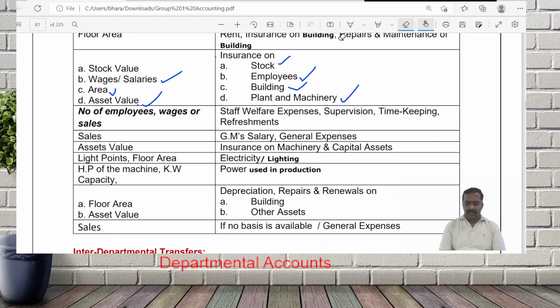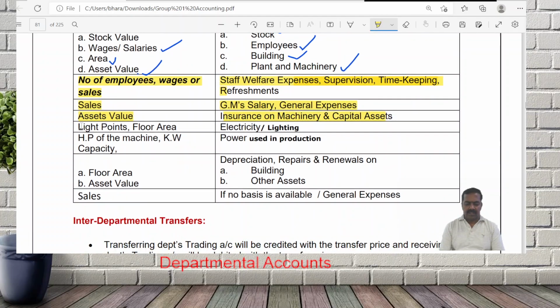Based on number of employees: staff welfare expenses, supervision expenses, timekeeping expenses, and refreshments. Based on sales, you can also allocate general manager salary and general expenses. Based on asset value, you can apportion insurance on machine and capital assets.